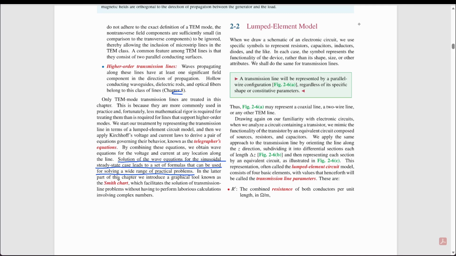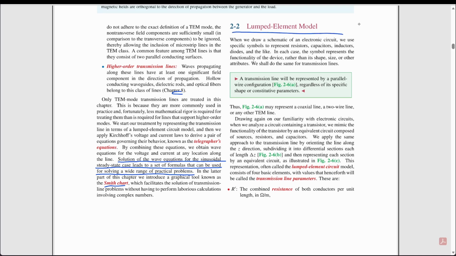In the latter part of this chapter, we introduce a graphical tool known as the Smith chart, which will make it easier to get the different things that we need. We'll see what we need later. It facilitates the solution of transmission line problems without having to perform laborious calculations involving complex numbers. So we'll have a graphical tool, and we could get what we need using a ruler, compass, and so on. We'll see it later. The next section is the lumped element model.